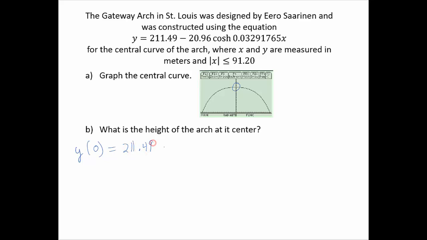211.49 minus 20.96 hyperbolic cosine of, and if you multiply all that times 0, we would get 211.49 minus 20.96 hyperbolic cosine of 0. And the hyperbolic cosine of 0, well, let's see, what would that be?